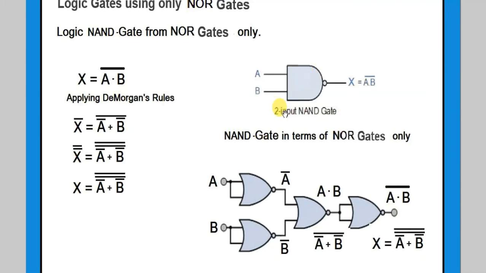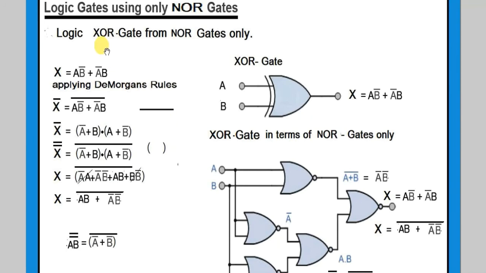The next is now the logic exclusive OR gate from NOR gate.